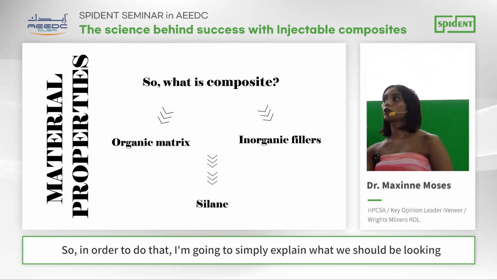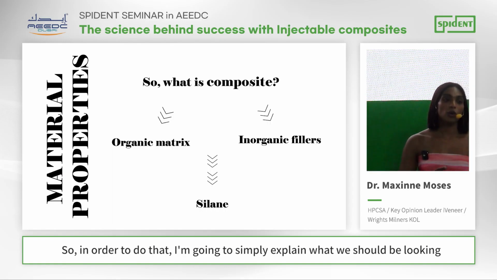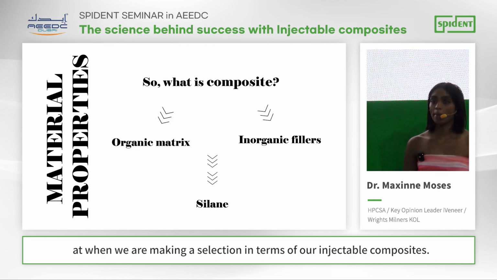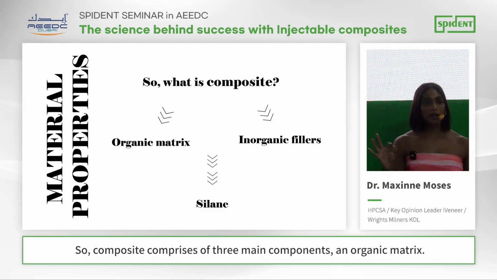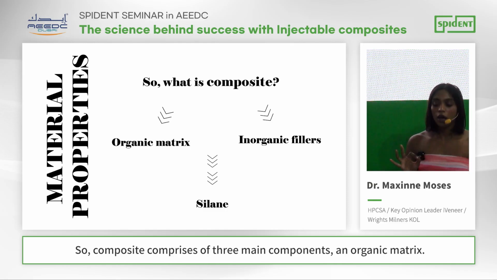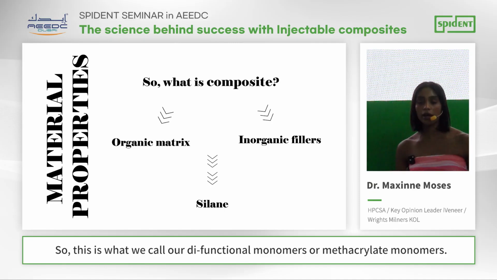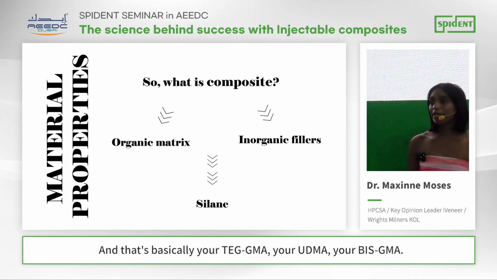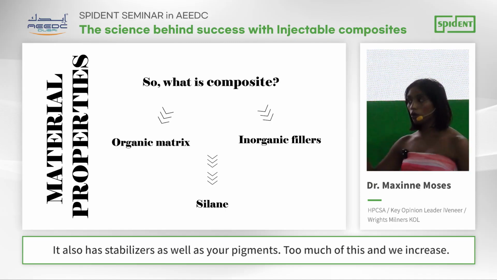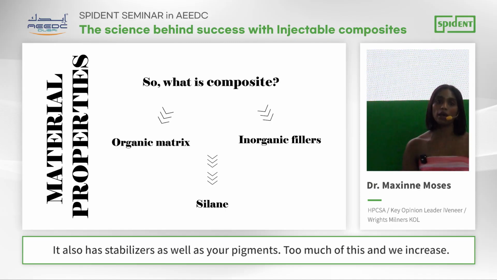So in order to do that, I'm going to simply explain what we should be looking at when we are making a selection in terms of our injectable composites. Composite comprises three main components: an organic matrix. This is what we call our difunctional monomers or methacrylate monomers, and that's basically your TEGDMA, your UDMAs, your BisGMA. It also has your stabilizers as well as your pigments.